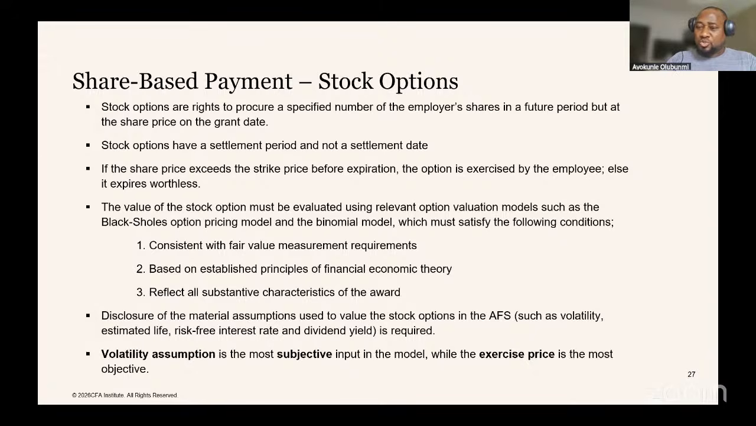So that option would need to be valued, and the company must bear that cost. There are a lot of methods that you can use. However, the method used must be consistent with the fair value measurement requirements, must be based on established principles of financial economic theory, and thirdly, must reflect all substantive characteristics of the award. So you can use any of your traditional Black-Scholes option model or binomial option model. Don't worry, don't be scared. You don't need to learn those models under this particular topic. The only thing you need to do is to make disclosures about the estimates used for valuing those options: the volatility, the risk-free rate, the estimated life, all those, and you need to disclose them.